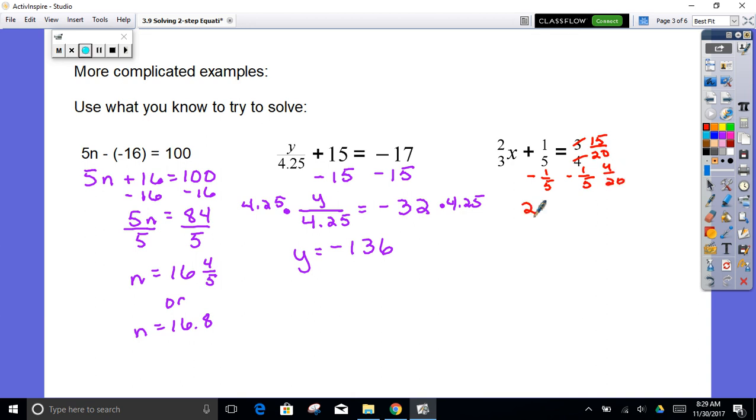Okay, so you have 2/3 x equals 11/20, okay? And then I multiplied 2/3 x by 3 halves, and the same thing over here on the other side. Okay, and I got x equals 33 over 40. Very good. How many of you got that one right? Okay, good, good. I know not all of you got to it.